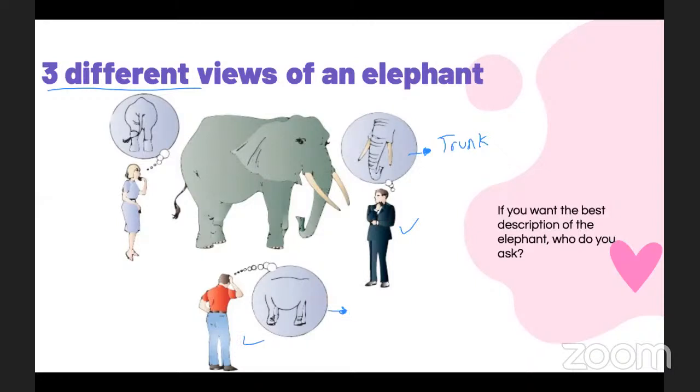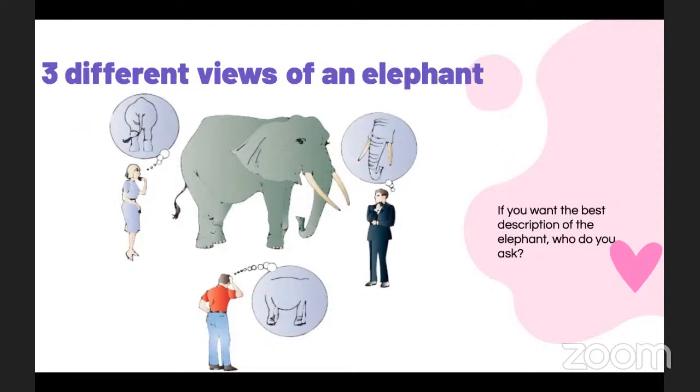The body. Yes, we're looking at the body on this side and the legs. You could say that we're looking at the legs. And then the female, what is she looking at? She's looking at the tail. Yeah, perfect. Someone said tail or the legs from the back.